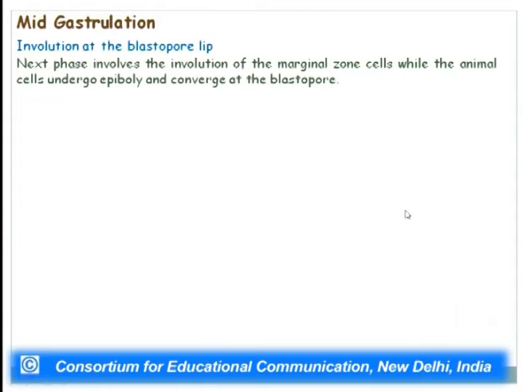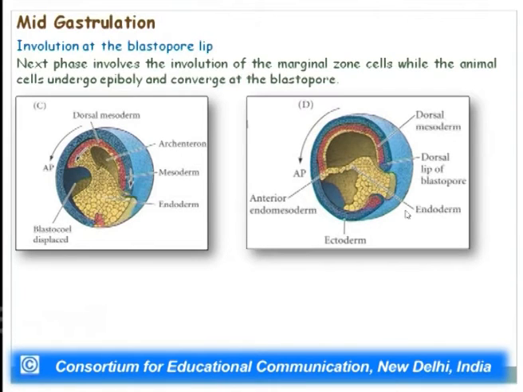First we will look at how this involution of the marginal zone occurs. You can see here the blastopore started developing, and the first layer was the bottle cells, which were going inside and are now forming the roof of the archenteron. So they have reached up till here. This is the developing archenteron. It is lined on both sides with the endodermal cells, and these red cells have also started involuting.